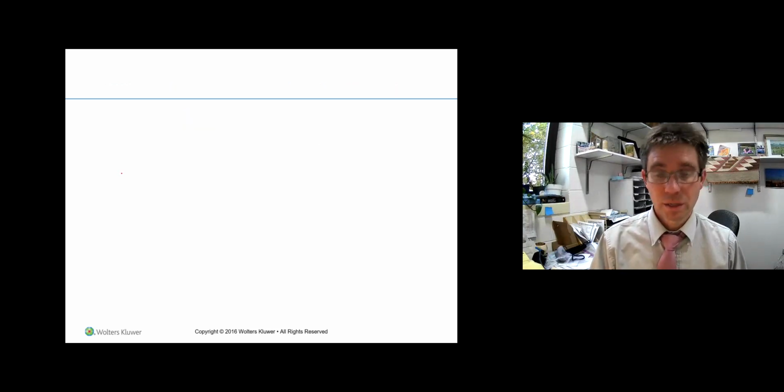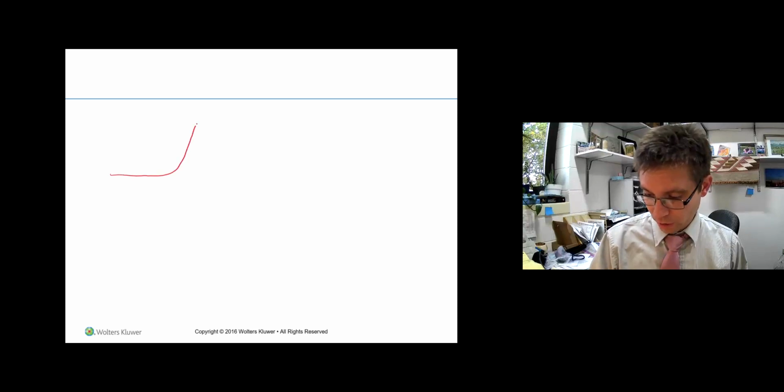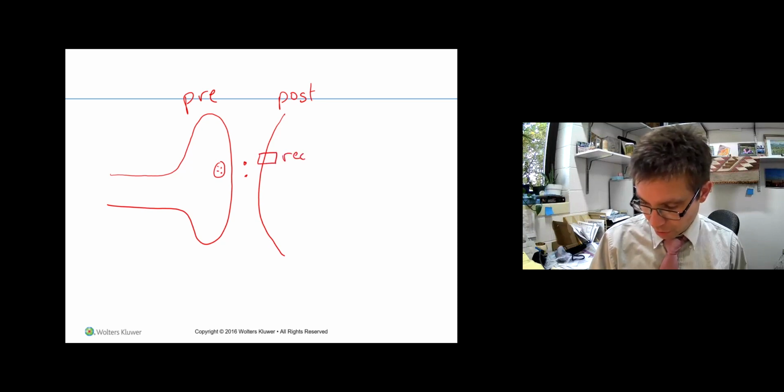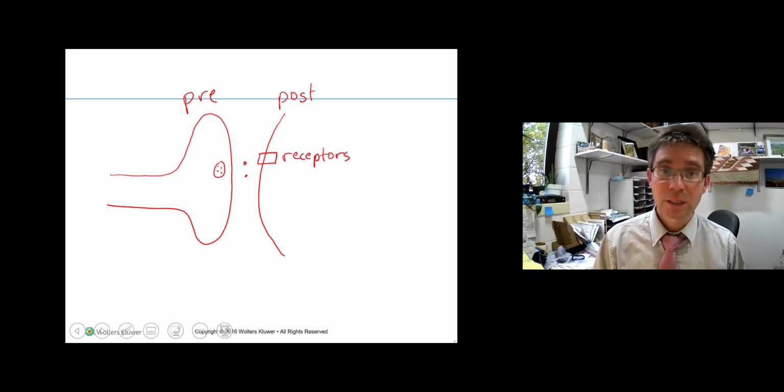Now, in this part of the chapter, we're going to make it across the cleft and start talking about what happens in the postsynaptic neuron. So this again is the presynaptic neuron, the postsynaptic neuron, and we're going to start learning about what happens when neurotransmitters, which are released from the vesicles from the presynaptic neuron, bind to and activate receptors in the postsynaptic membrane. So we're going to talk about different types of receptors and the effects they can have when they're activated.